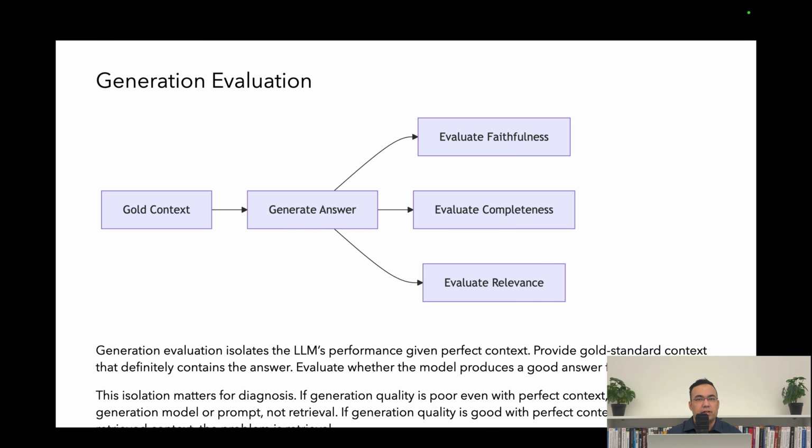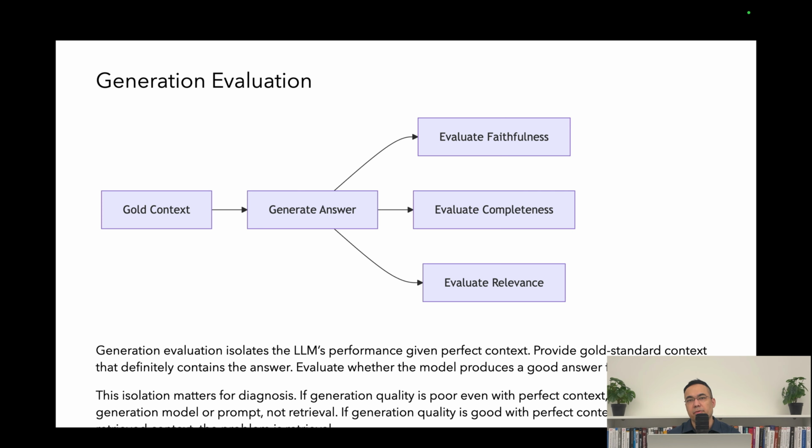Let's talk about evaluating generation quality given the retrieved context. Generation evaluation isolates the LLM's performance given perfect context. We provide the gold standard context that definitely contains the answer. We evaluate whether the model produces a good answer from that context. This isolation matters for diagnosis. If generation quality is poor even with the perfect context, the problem is the generation model or prompt, not the retrieval. Faithfulness measures whether the answer uses only information from the provided context.